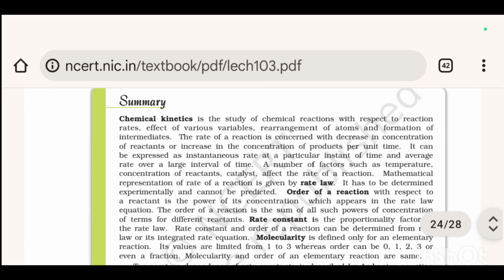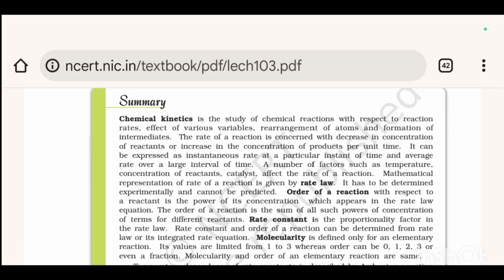So now we will head towards the summary of the chapter. This was all about our chemical kinetics. Chemical kinetics is the study of chemical reactions with respect to reaction rate, the effect of various variables, rearrangement of atoms and formation of intermediates. The rate of reaction is concerned with decrease in concentration of reactants or increase in the concentration of products per unit time. It can be expressed as the instantaneous rate at a particular instant of time and the average rate over a large interval of time.